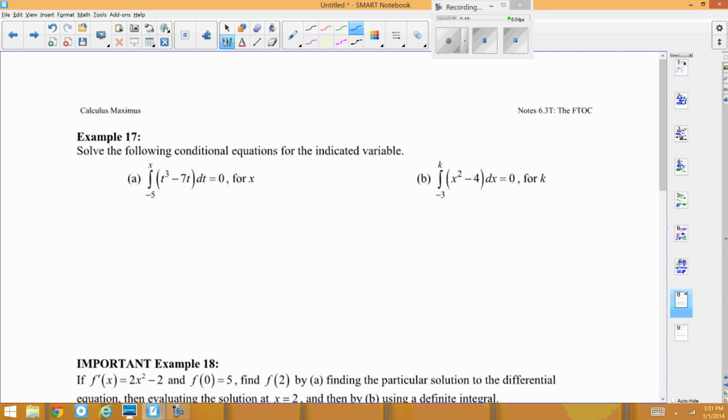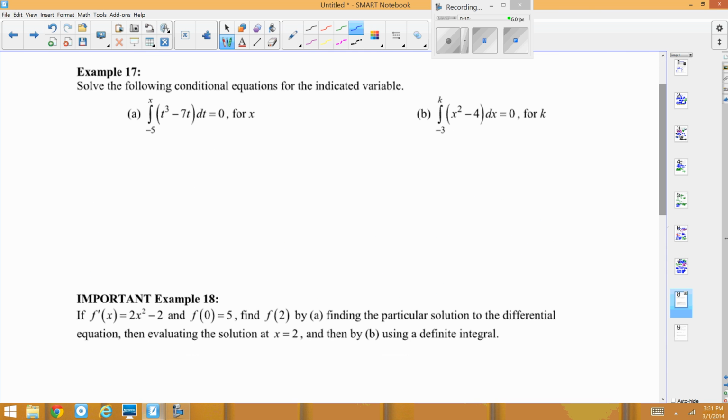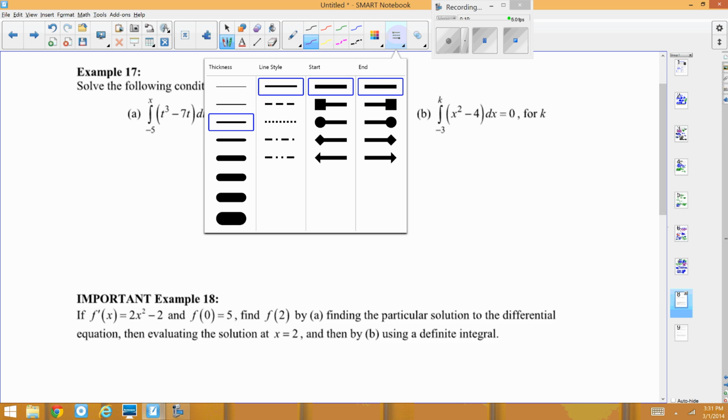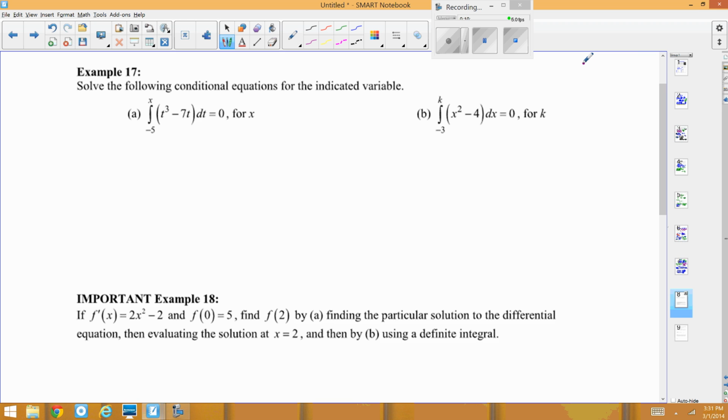This one, I think these two are neat. You might not. I'll do one, and we'll finish the other one in class. If you want to try it, it'd be great. I'd be really happy if you all came in with the answer, but you know, you don't like to make me happy, so it's fine. Solve this conditional equation for the indicated variable.